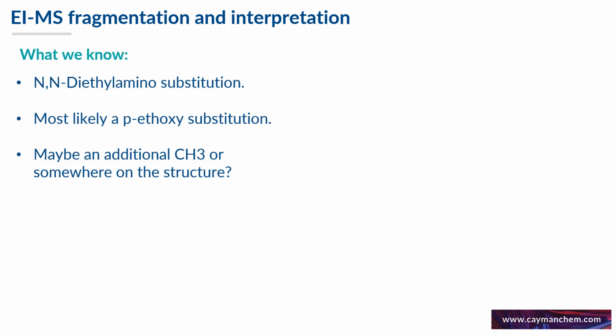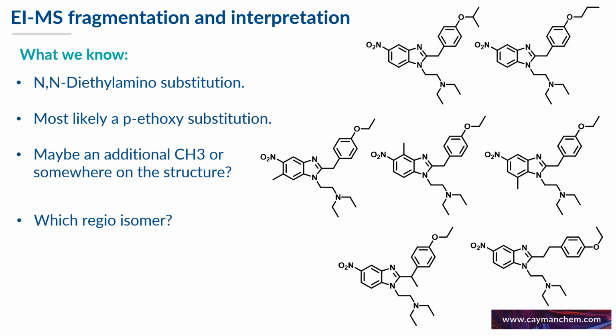Based on the spectra we received, we have a diethyl substituted amine, an ethoxy substituted benzyl substituent, and a possible addition of a methyl or a methylene group somewhere on the molecule. And while the 6-methyl adenitazene makes sense, it's not the only possible regioisomer. There are at least 6 other reasonable structures with the same molecular formula.